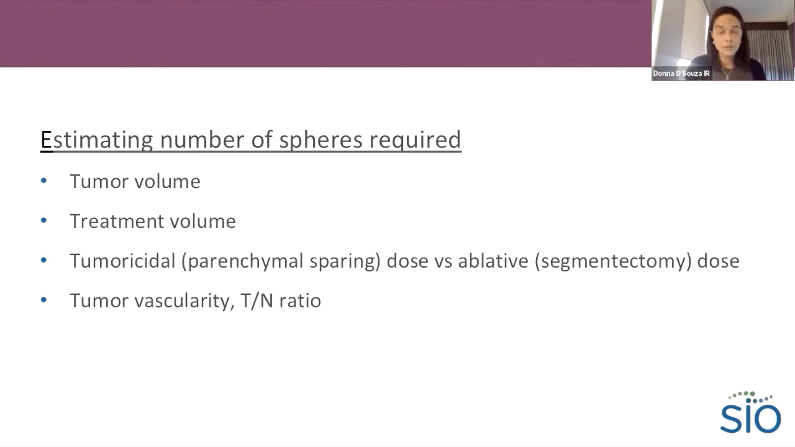And often I look at it pretty simplistically. Do I need a little amount of spheres for a small segmental delivery, a moderate amount of spheres, or a large amount of spheres, depending on if I have large multifocal disease or a really large tumor, and then I try and tailor the number of spheres accordingly.